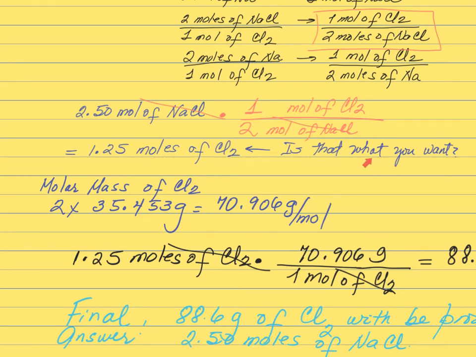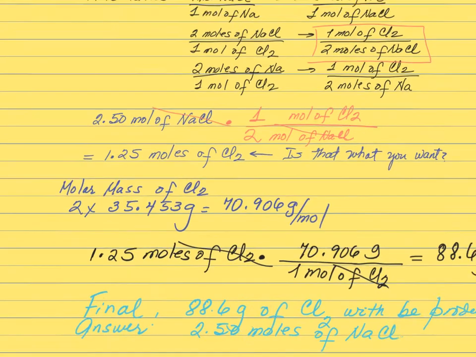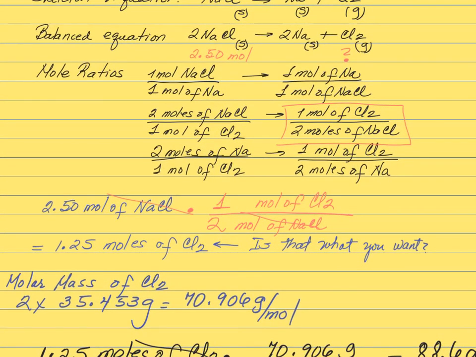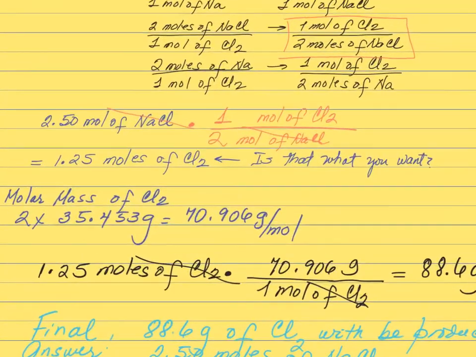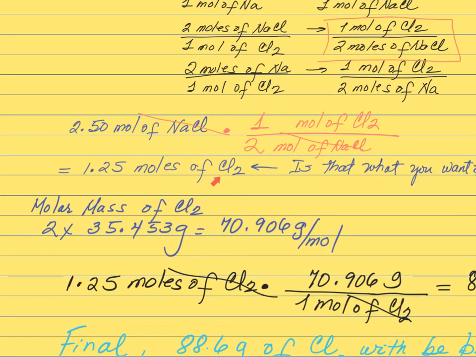Moles. Is that what you want? Is that what the problem is asking for? I don't think so. So let me go back over here. See, the problem is looking for chlorine gas in grams. So once you have the amount of chlorine gas in moles, how are you going to convert moles to grams? What is the only conversion factor that relates moles and grams?